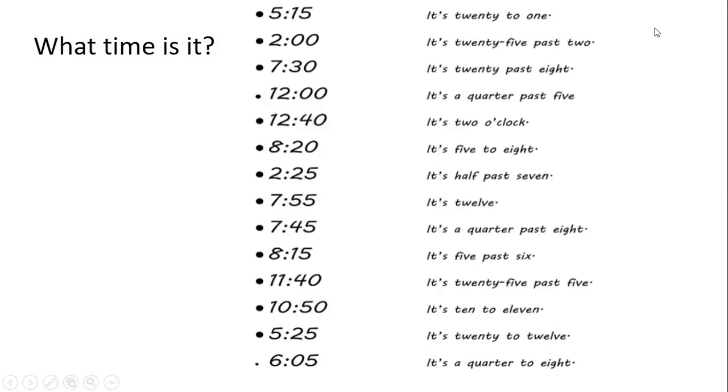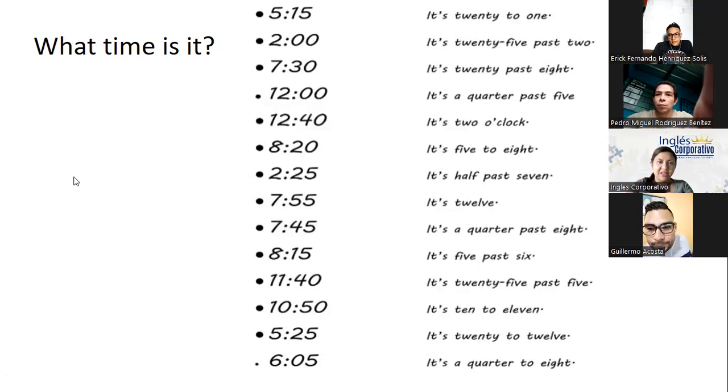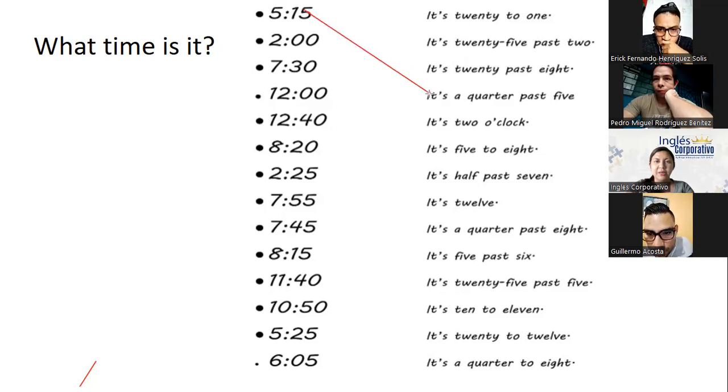Okay, so now you're going to help me match the time with the correct sentence. So what time is it? For example, we have, what time is it? The first one. Aquí dice 21, pero vamos a relacionar. We're going to match, for example, this is 5:15. It's 5:15 or it's quarter past 5. Exactly. It's a quarter past 5.